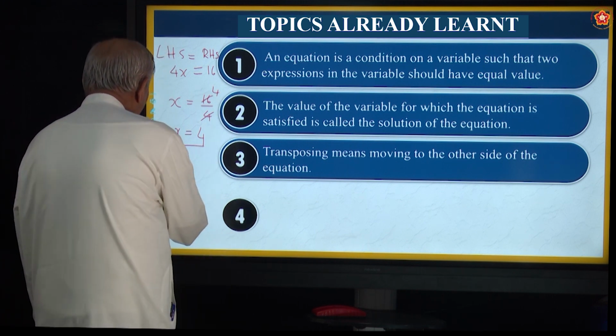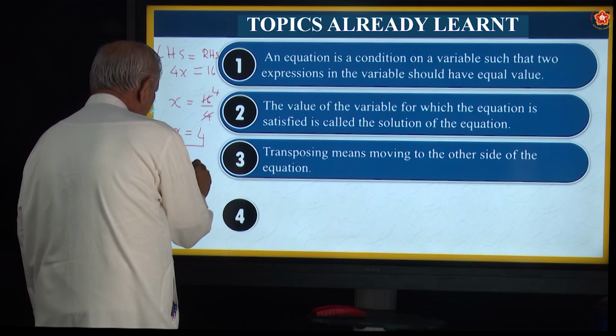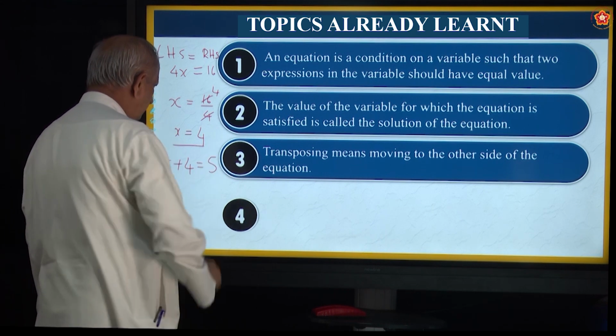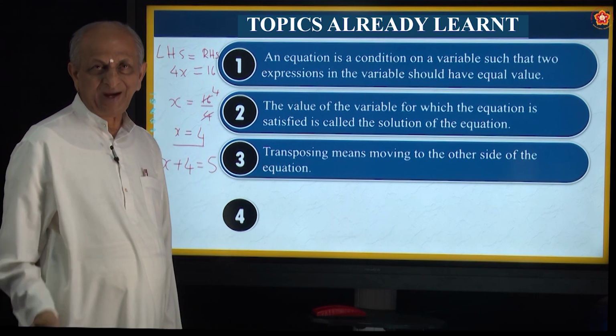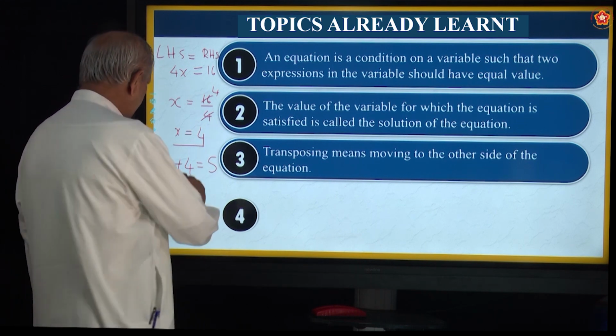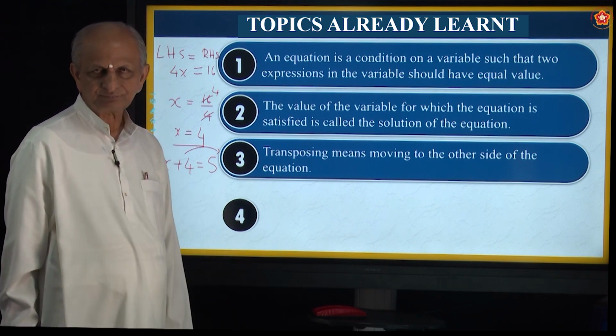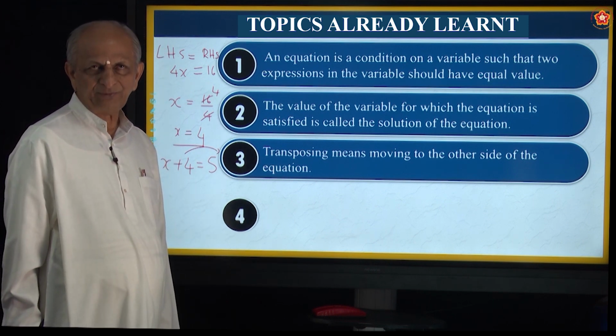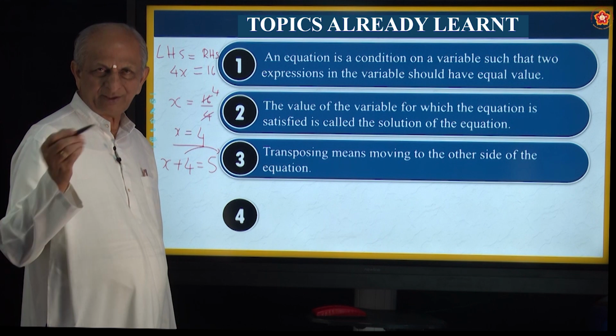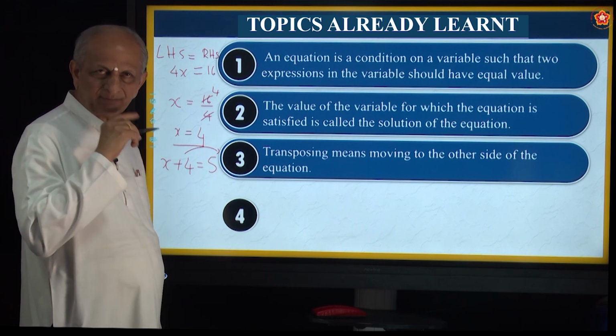Suppose you have an equation like this, x plus 4 equal to 5. Now here 4 is added to x. So transposing means bring it to the right hand side. Then what happened to plus 4? It becomes minus 4. Correct?